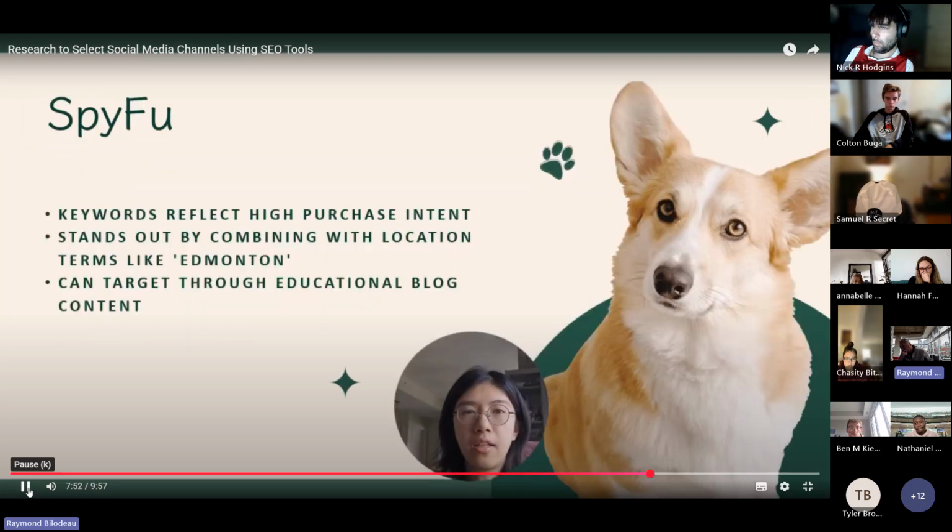Based on SpyFu's findings, here is what we should recommend for Home Alive Pets. Explore keyword overlap to use keywords PetSmart ranks for but localize them, such as dog pets in Edmonton, crate training tips for puppies in winter, and buy Purina in store Edmonton. They should also target long-tail keywords.